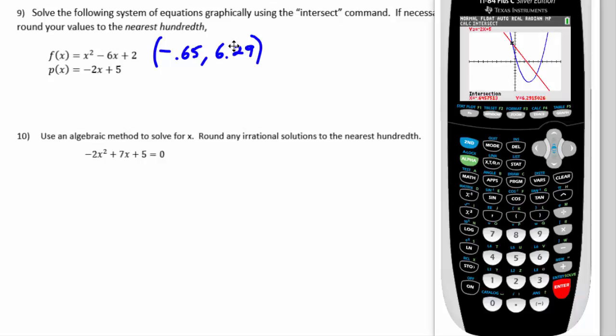And then there's another point, right? So we'll do it again. Second, trace, intersect. And then we go all the way to the other side. Get as close as you can to that intersection and hit enter 3 times. First curve, second curve, guess. That's why you're hitting enter 3 times. All right, and there is our other point. So it's 4.65 and negative 4.29. And that's the solution.